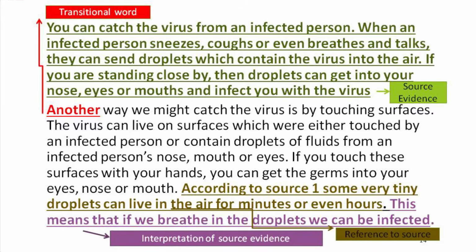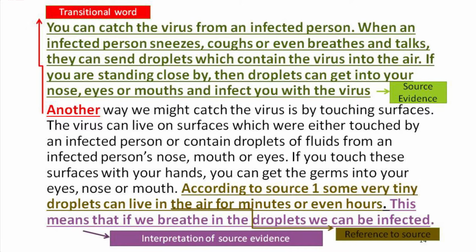All right. So we've dealt with the introduction. We've also dealt with organizing our details and our evidence before we start to write. Now we're going to look at an example of a body paragraph within which we're using evidence from the sources, we're using reference to the sources, and we're also using transitional words. Are you ready to read? Let's go.